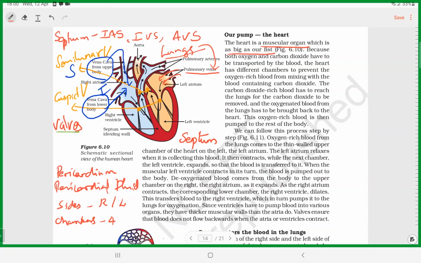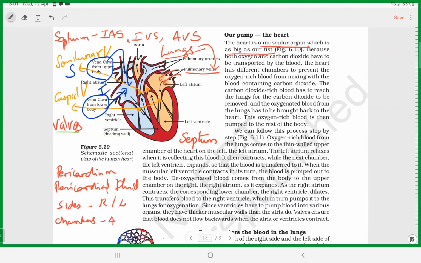Now, how does blood go out from the ventricles? Now, the entry point we saw. What is the entry point of the right atrium? Vena cava, inferior vena cava and superior vena cava. What is the entry point of blood to the left atrium? Pulmonary vein. Okay, keep the name pulmonary vein. Remember the term pulmonary vein.